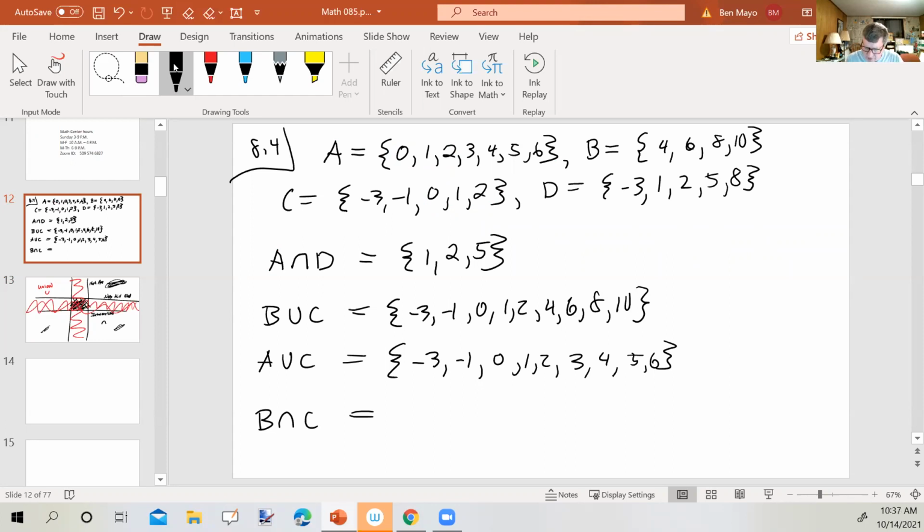B contains 4, 6, 8, and 10. C contains -3, -1, 0, 1, and 2. There is no intersection. There's nothing they have in common. So there are two different ways we can do this.